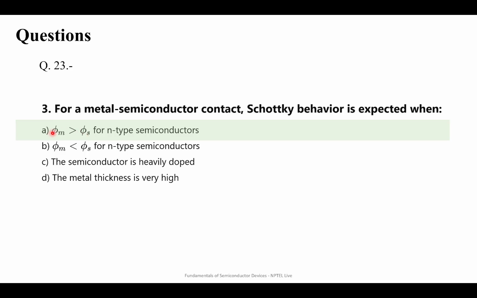So when your metal work function is greater than the work function of a semiconductor, in case of n-type semiconductors, this is important, then you get a Schottky behavior, and otherwise you will get an ohmic contact. In case of p-type semiconductors, your metal work function should be less than your semiconductor work function to get a Schottky contact.